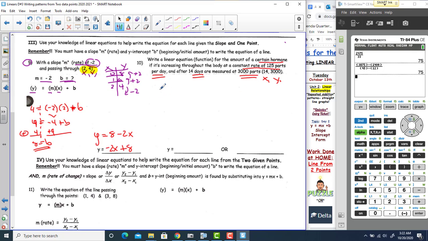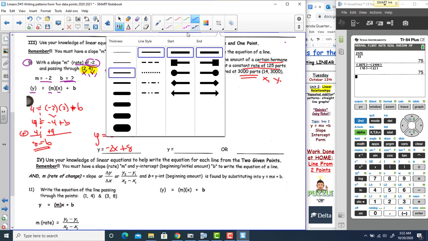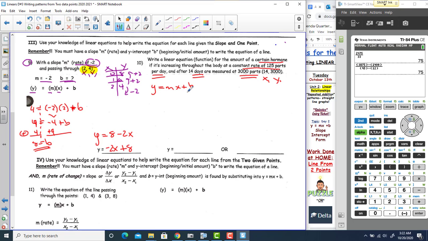So if we want to write a linear relationship, if you know a formula test, you should always write it, right? Y equals mx plus b. My hope is that you understand that in order to write a linear relationship, you need to know what m and b are. M, ladies and gentlemen, is the rate of change, and we're told in the question that's 125 parts per day. And b is the beginning amount, and we don't know what that beginning amount was, what the hormone pattern started at day 0.